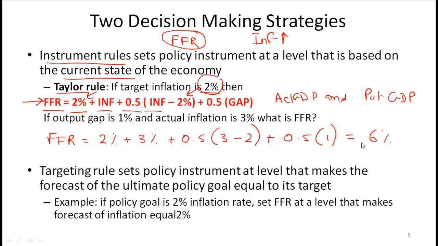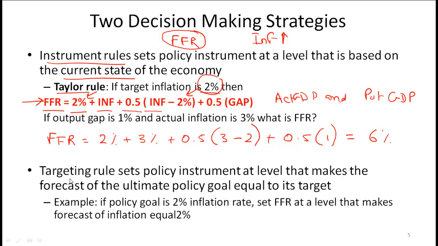What I want you to do now is just pause and take a few more numbers for the output gap and inflation and try to come up with the federal funds rate according to this formula. You need to learn this formula very well.